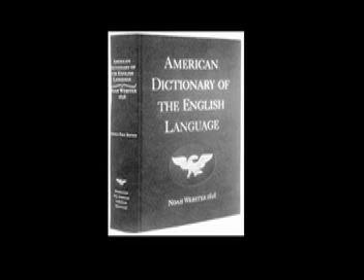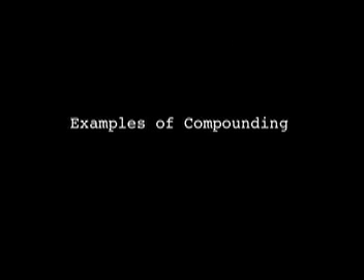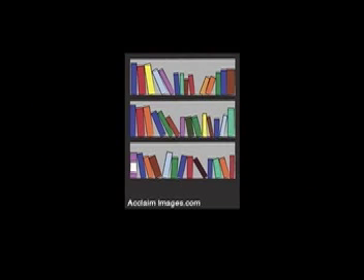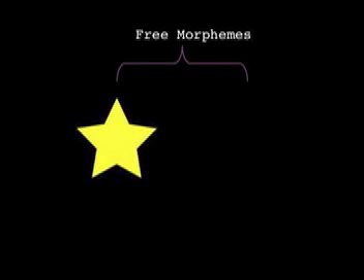Compounding has been around since the times of Old English and still presents itself in everyday modern-day English. Here are some common examples of compounds. Bookshelf. The free morphemes book and shelf combine to express the stack of shelves we use to organize literature. The free morphemes star and fish combine to create the word starfish. I think you get the point. Let's move on to prefixation.